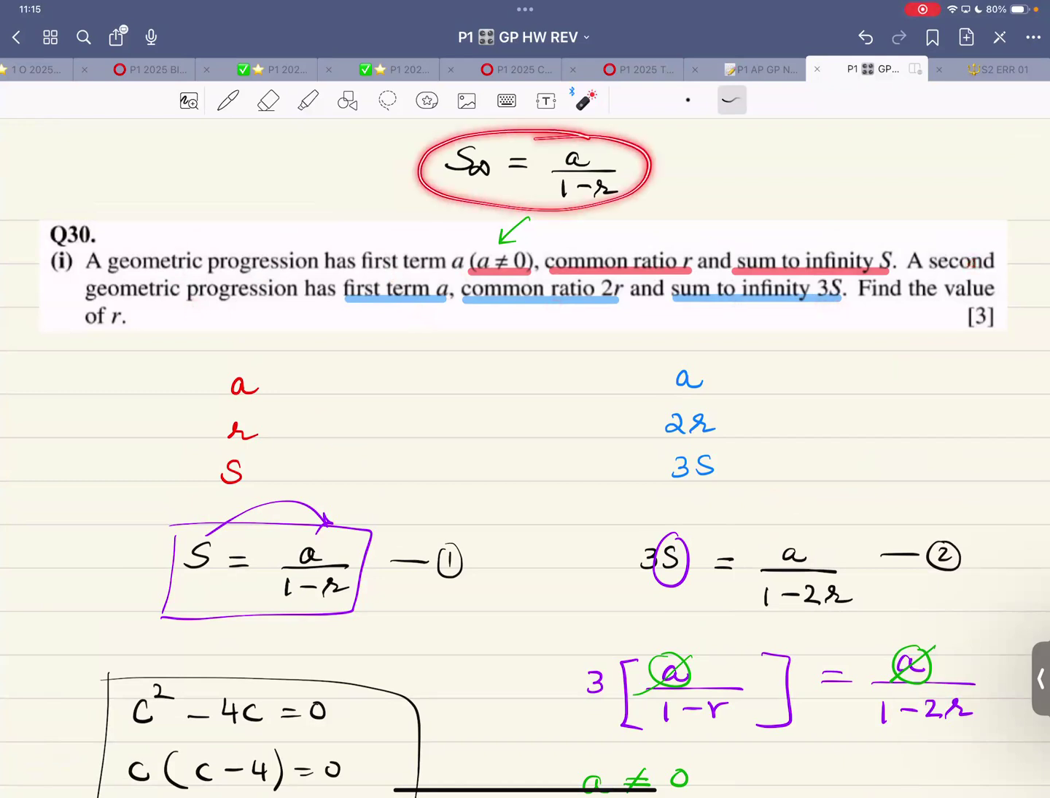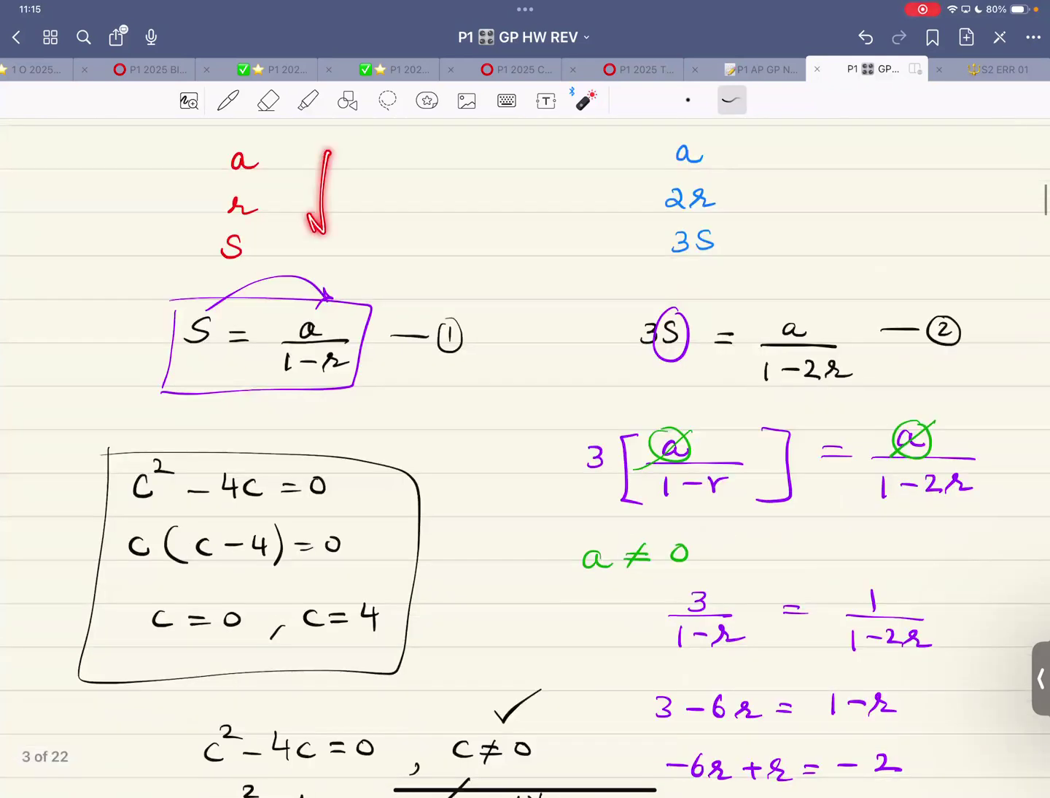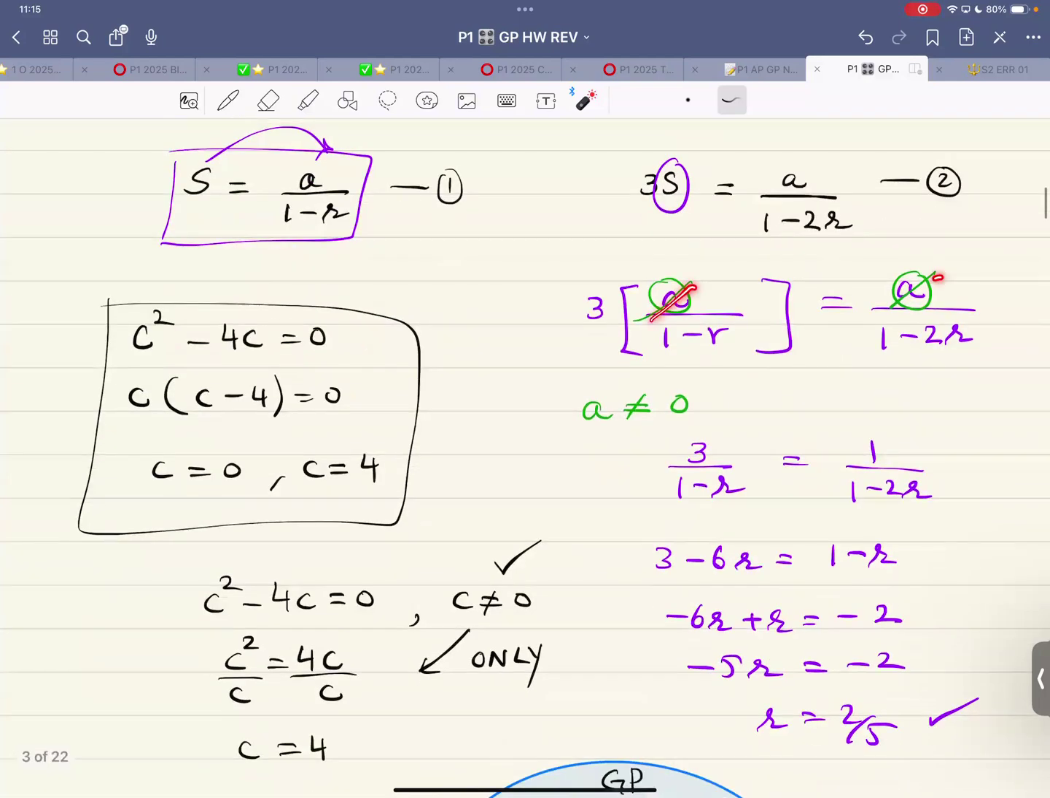So we are using one single formula. This is the data for the first series. This is the data for the second series. S is A over 1 minus R, and 3S, because the sum to infinity is 3S, is A over 1 minus 2R. So what I did is that I made S the subject, which already is the subject. I replaced it over here. I cancelled off the A's. It doesn't make a difference because A does not equal 0.